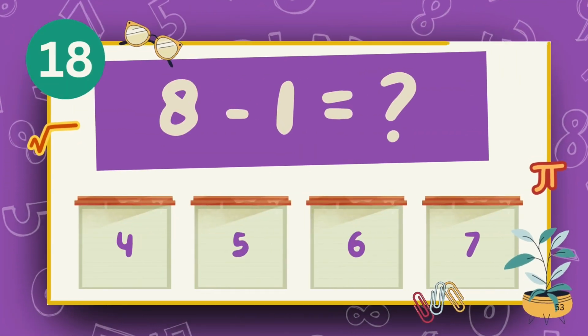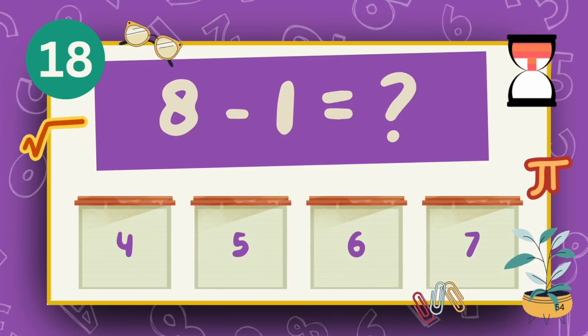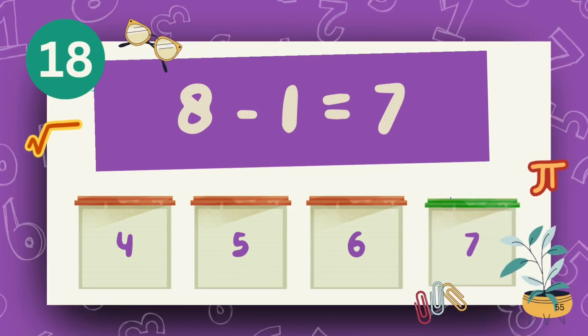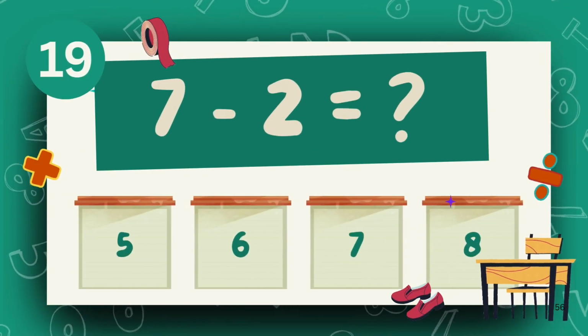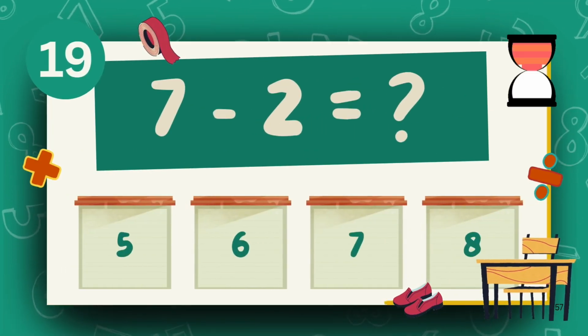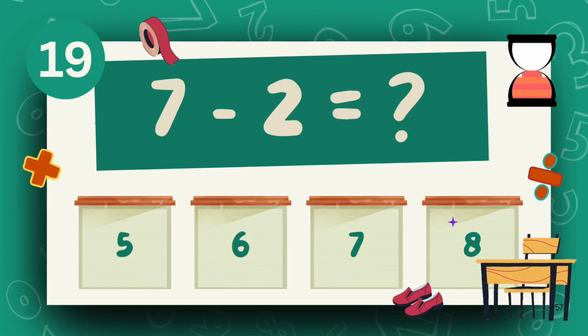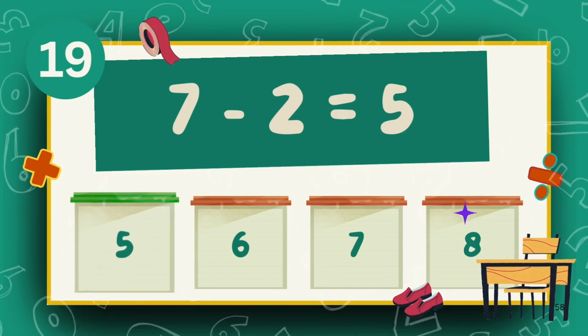What is 8 minus 1? The answer is 7. What is 7 minus 2? The answer is 5.